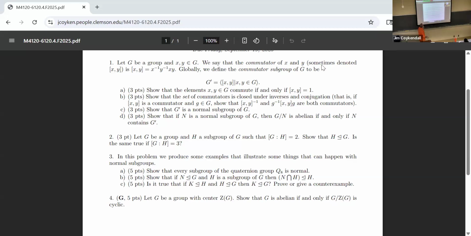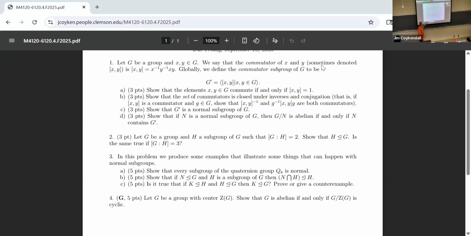Number 3, in this problem, we produce some examples and illustrate some things that can happen in normal subgroups. 3a is very computational. Just take the quaternion group we talked about earlier in class and show every subgroup is normal. Show that if N is a normal subgroup of G and H is a subgroup of G, the intersection of N and H is normal in H. And finally, is the notion of normal subgroup transitive? That is, if K is a normal subgroup of H and H is a normal subgroup of G, does this mean that K is normal in G? Prove this or find a counterexample.